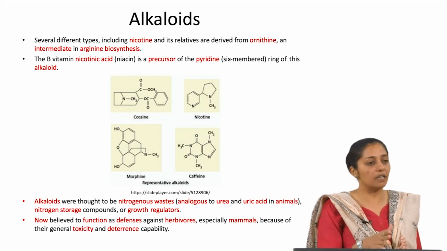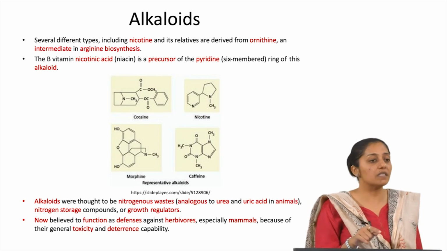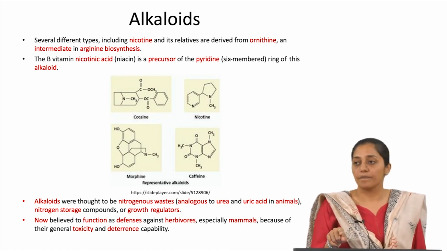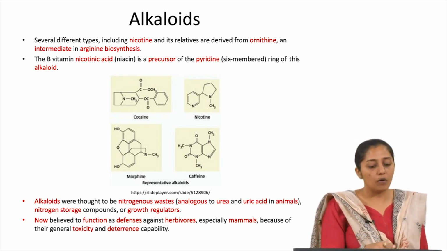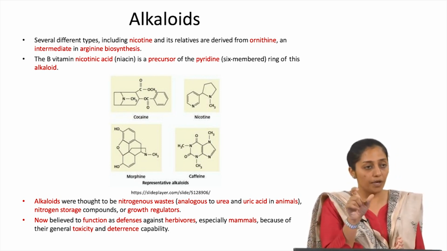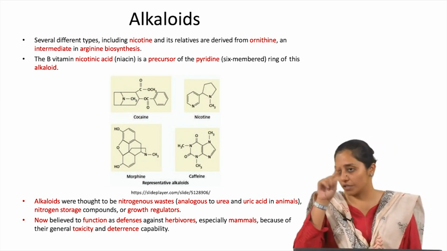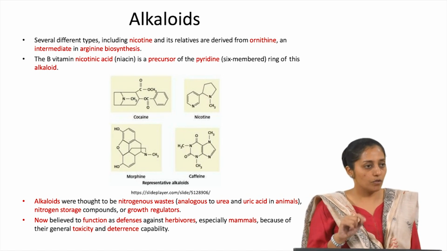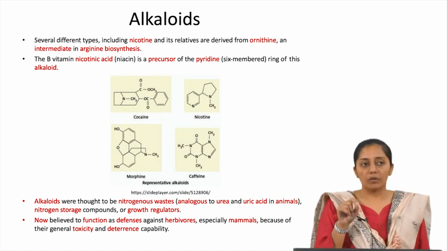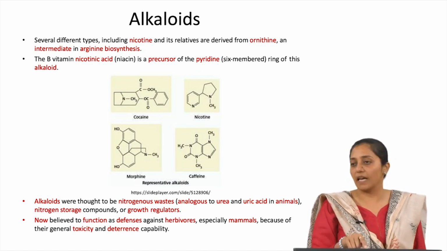Now, for example, in the case of nicotine, the backbone is obtained from ornithine. Ornithine is a precursor, an intermediate in arginine biosynthesis. Ornithine is a non-proteinaceous amino acid. The B vitamin nicotinic acid is a precursor of the pyridine moiety of the alkaloid nicotine. So what is the pyridine moiety? The nitrogen containing ring, C5H5N, which is obtained from nicotinic acid.